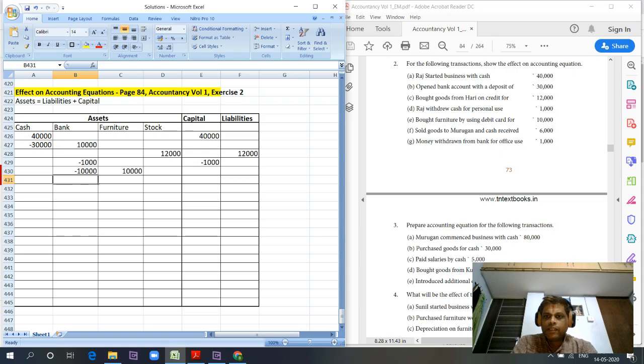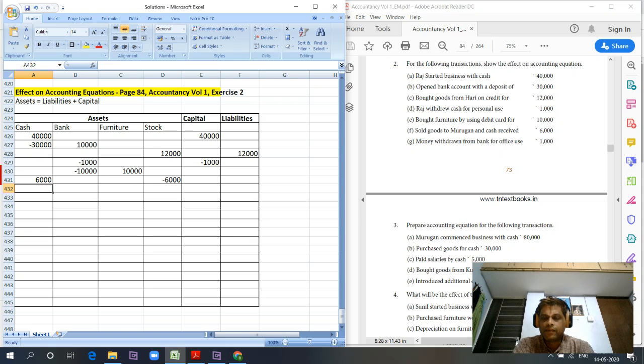Then sold goods to Murugan and cash received 6,000. So goods sold to Murugan and cash is received. So cash is increasing, and stock is coming down because we have sold it from the stock. So entry will be cash account debit to sales account. Sales happens only by reducing the stock. So stock has been reduced and cash is increased.